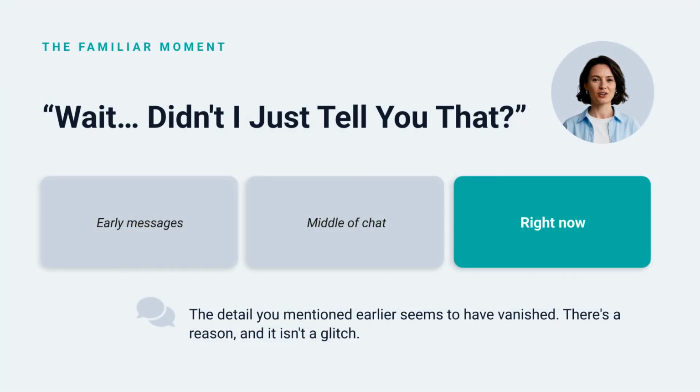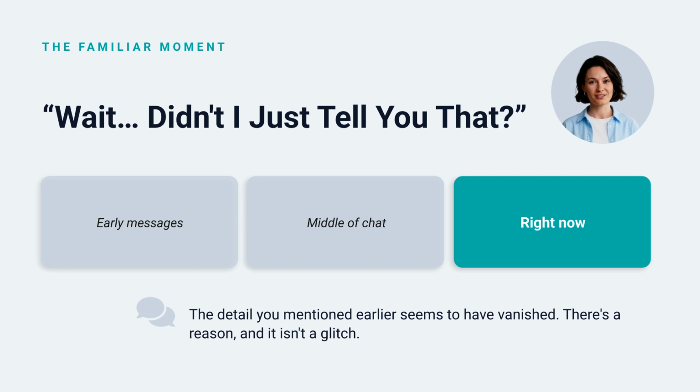Let's talk about something you may have noticed while chatting with an AI. You've been chatting for a while. You gave the AI some details early on in your chat, your name, a preference, a key fact. Then, many messages later, it acts as if it never heard you. Now you are thinking to yourself, wait, didn't I just tell you that? It's tempting to think the AI is being careless or that something broke. The detail you mentioned earlier seems to have vanished.